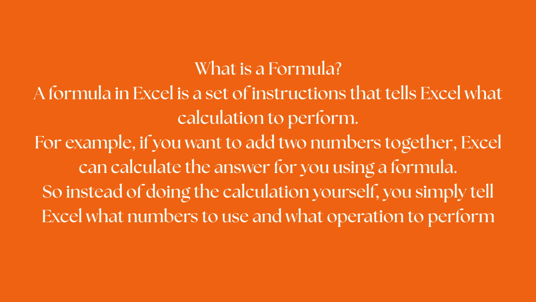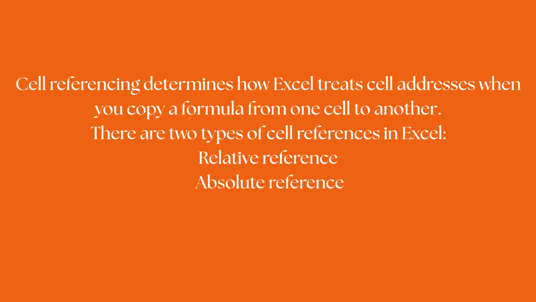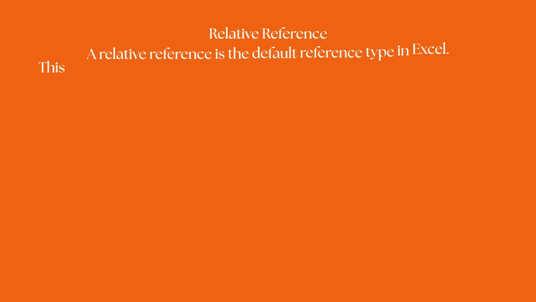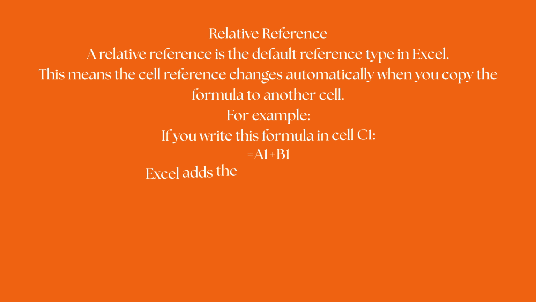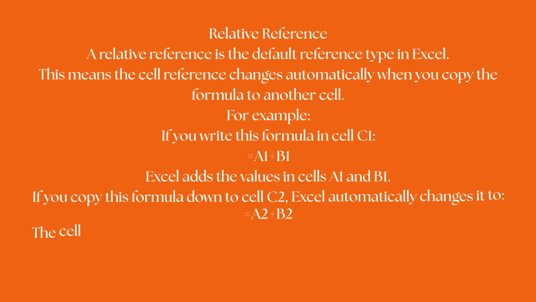Now, let's talk about something important in Excel called cell referencing. Cell referencing determines how Excel treats cell addresses when you copy a formula from one cell to another. There are two types of cell references in Excel. We have the relative reference and the absolute reference. Now, a relative reference is the default reference type in Excel. This means the cell reference changes automatically when you copy the formula to another cell.